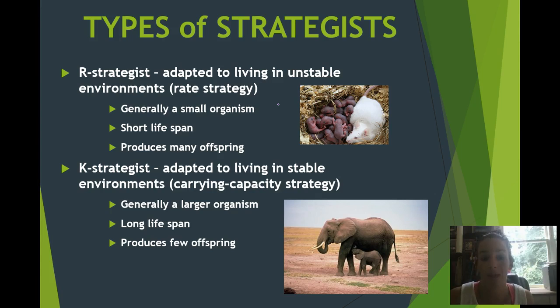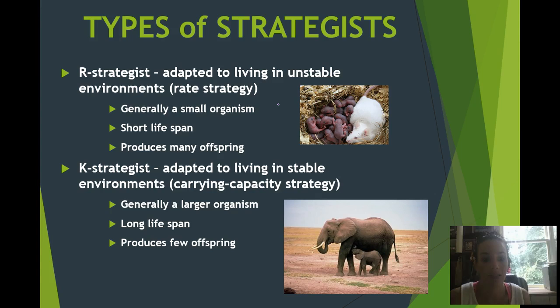Your K strategist, on the other hand, is used to a stable environment. These are the types of organisms that really struggle with all the human impact issues, the poaching, the pollution, and the habitat destruction, because they don't have offspring very often. When they do, the expectation is that the baby does reach adulthood and goes on to reproduce more for the species.